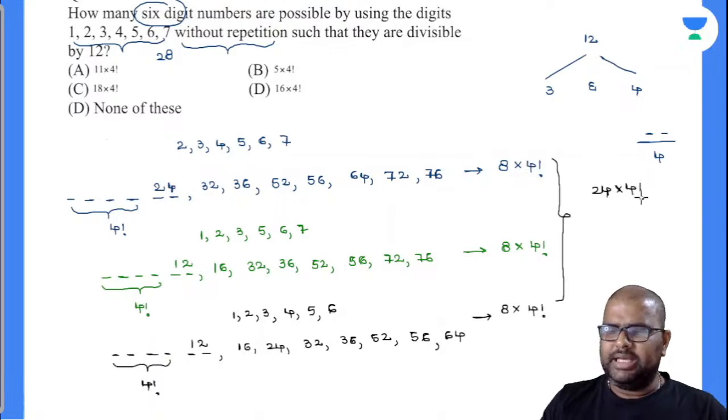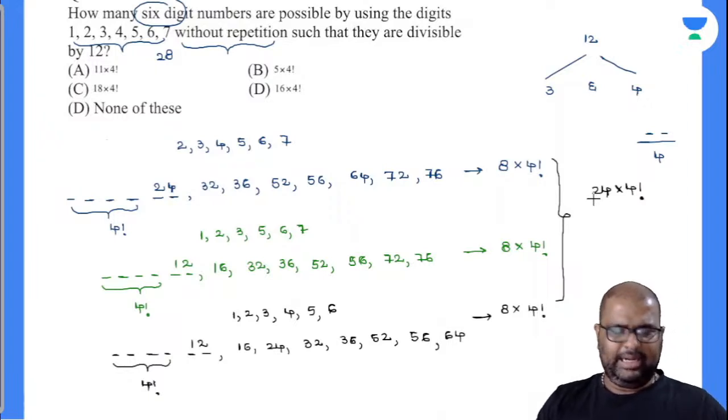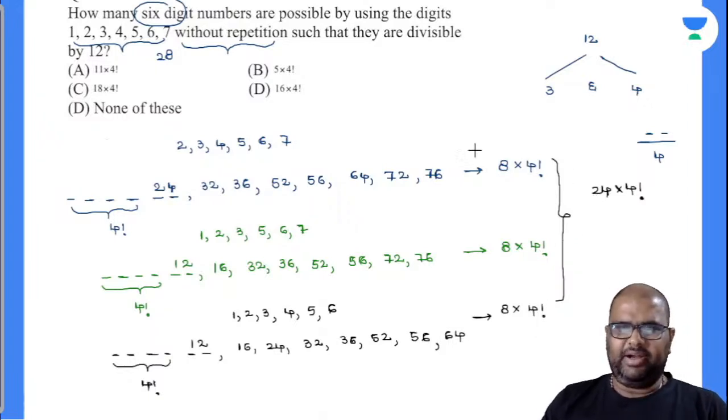Now check once more. Is it correct? Yes, it is perfectly correct, right? 24 into 4 factorial. Is there any option? No, none of these is your option.